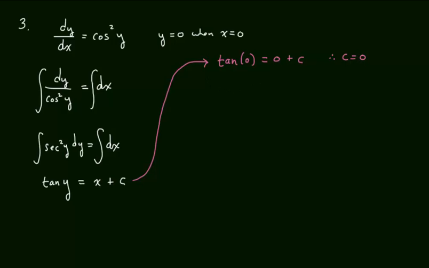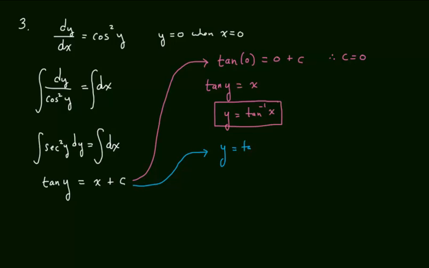Continuing from there, then I have the tangent of y equals x. Now I've got to solve for y, getting it by itself. So y equals the inverse tangent of x to be my solution to the differential equation. If I do it the alternate method, which is the method I actually prefer, I like getting y by itself first. So then I have y equals the inverse tangent of x plus c.